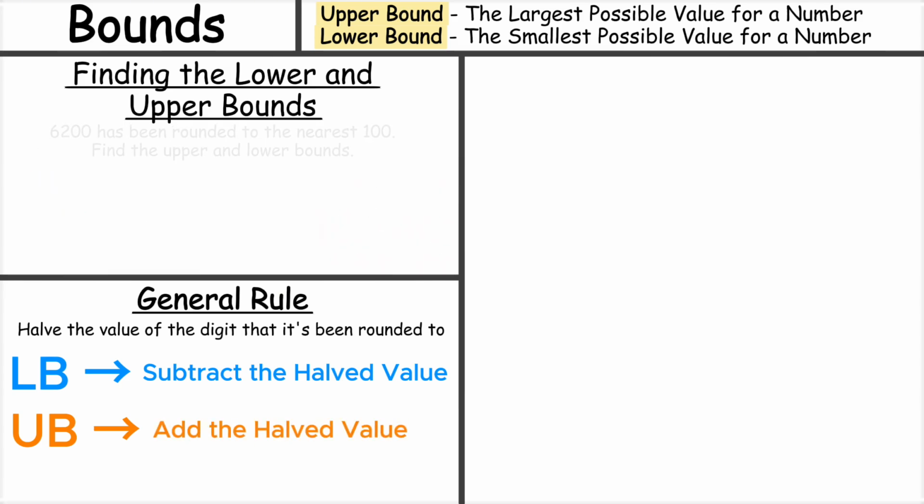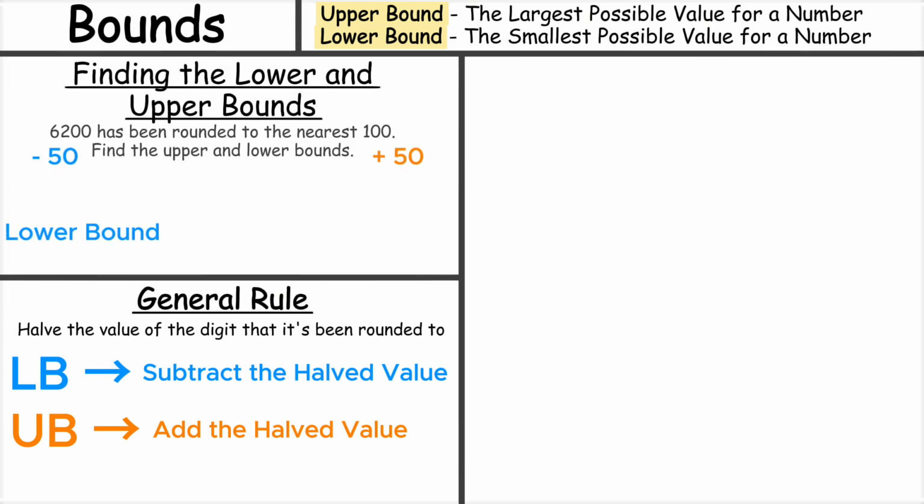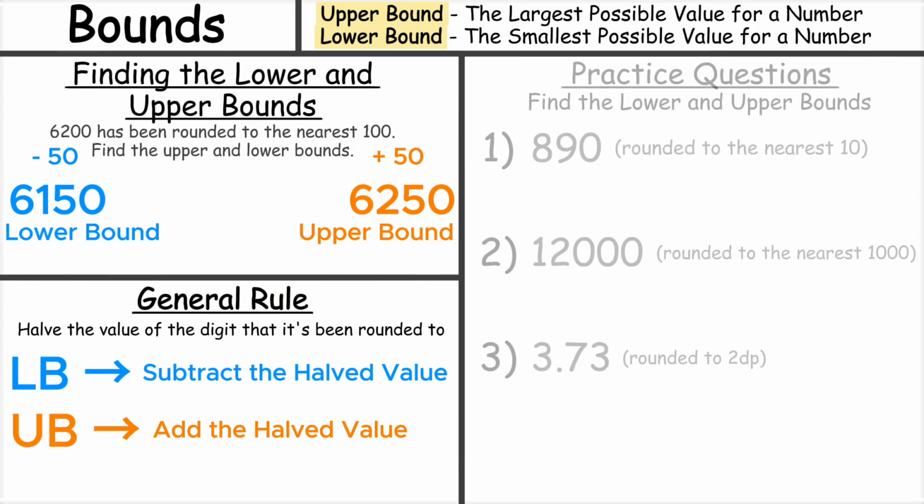For example, if the number 6,200 is rounded to the nearest 100, you need to halve 100 to get 50. To find the lower bound, subtract 50 from 6,200 to get an answer of 6,150. To find the upper bound, add 50 to 6,200 to get an answer of 6,250. So the smallest possible value of the number that has been rounded to the nearest 100 to get 6,200 is 6,150, and the largest possible value is 6,250.